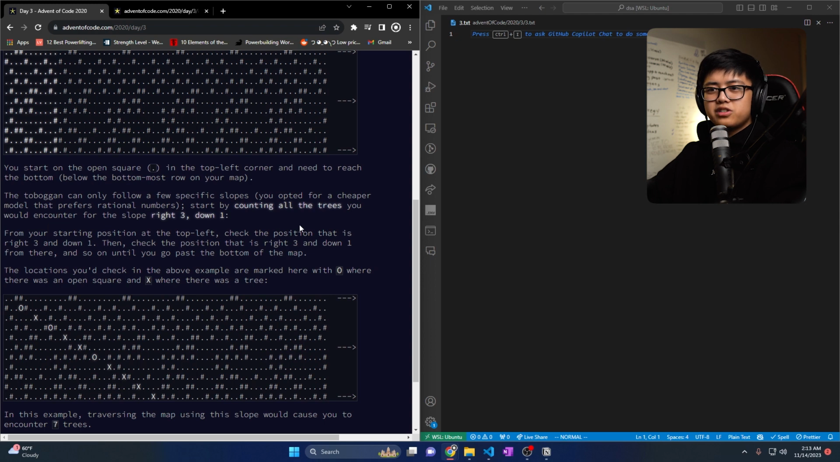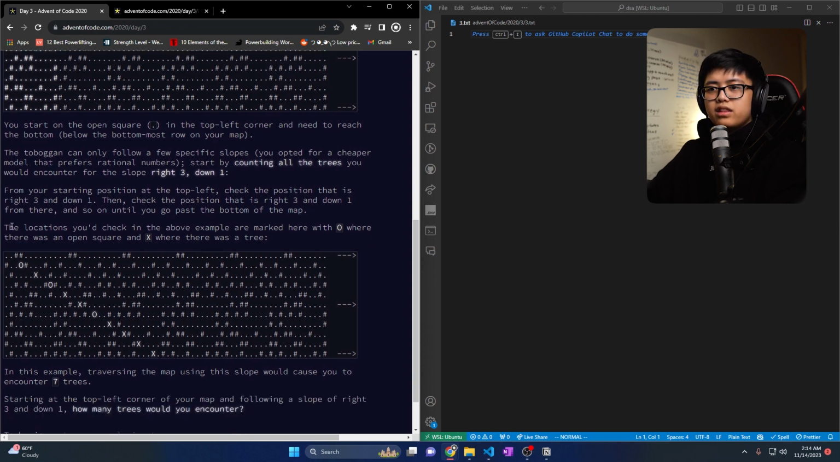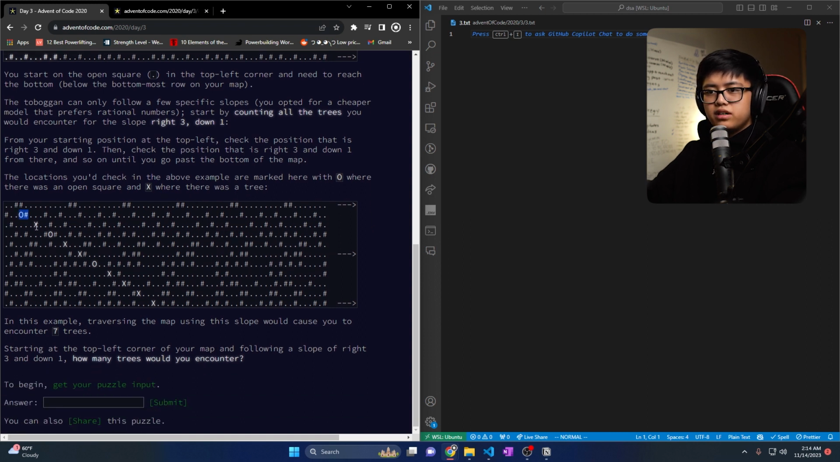Start by counting all the trees you would encounter for the slope right 3, down 1. From your starting position in the top left, check the position that is right 3 and down 1. Then check the position that is right 3 and down 1 from there, and so on until you go past the bottom of the map. The locations you check in the above example are marked here with O where there was an open square and X where there was a tree. You can see O here and X here, O here, X here. In this example, traversing the map using the slope would cause you to encounter 7 trees.